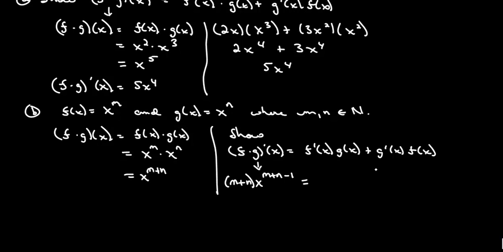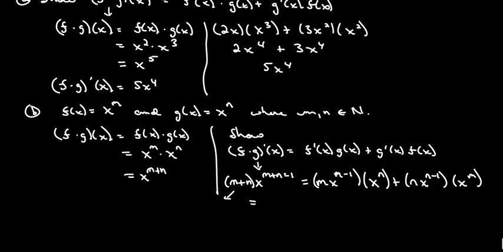Now let's work on this guy. So it's an ugly mess, but it's not too bad. Let's work on this guy over on this side. Well, f prime is m times x to the m minus 1, and we have to multiply that by g of x, which is x to the n, plus g prime, which is n x to the n minus 1, times f of x, which is just x to the m. I'm going to move my equal sign over so this guy goes here. So again, we don't know that they're equal. That's what we're trying to show, is that they're equal.